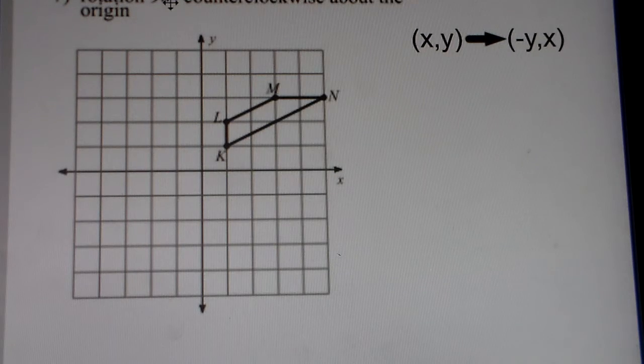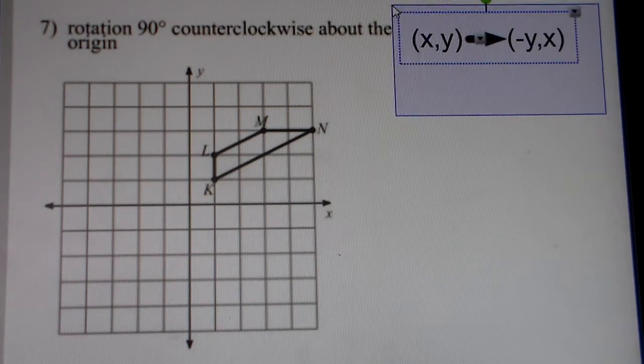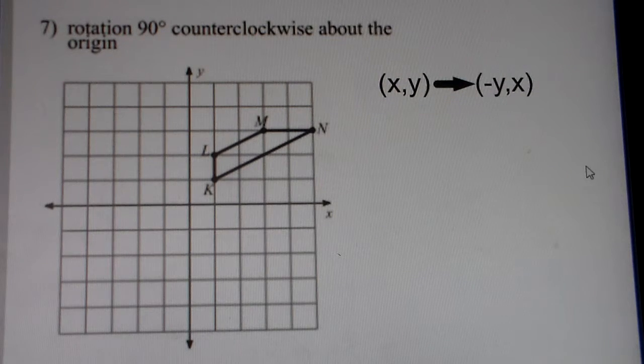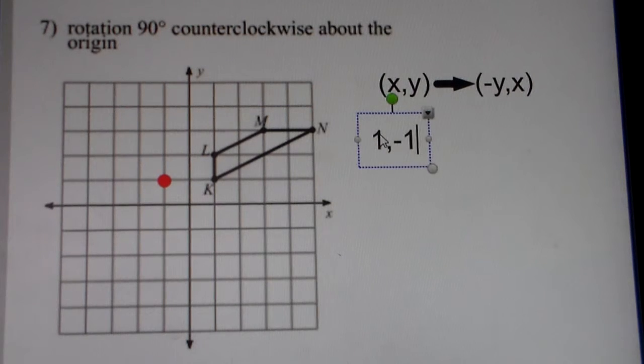Number 7, we gotta rotate 90 degrees counterclockwise. So here's the formula. (x, y) turns into (-y, x), where we rotate it 90 degrees counterclockwise. So my K is right 1, up 1. So when we rotate it, it's gonna be up 1, left 1. That's gonna be where my K prime is when I rotate it.